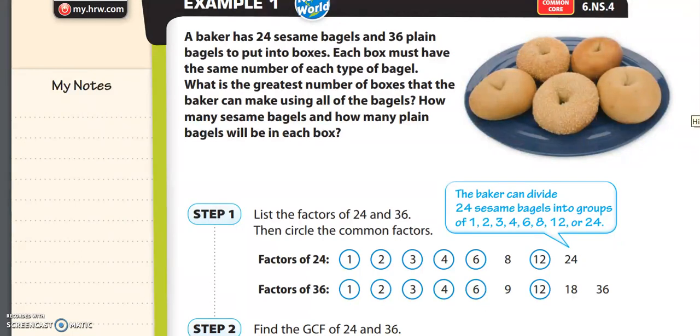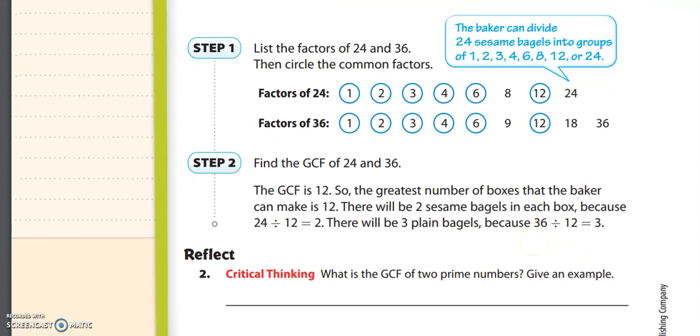I want you to pay attention to a clue here. What is the greatest number of boxes? Well, in order to figure out the number of boxes, you're going to need to figure out how many of each go into those boxes. That's a greatest common factor question. So pay attention to the fact that when you see a question worded like this, it's going to be a GCF or greatest common factor question. So check it out. Step number 1 is to list all the factors of 24 and 36.